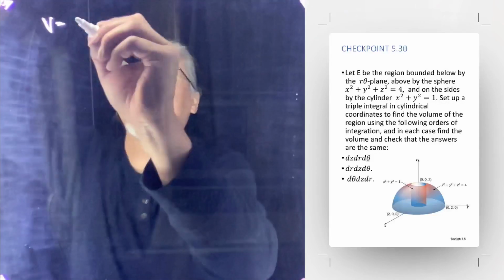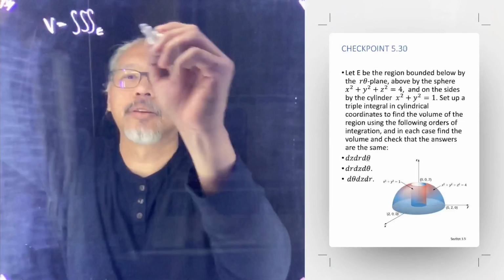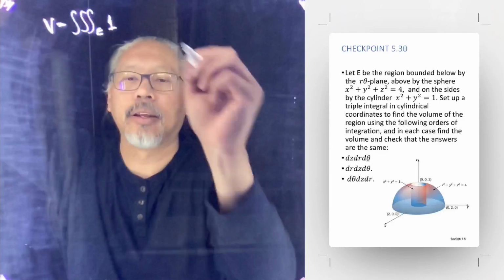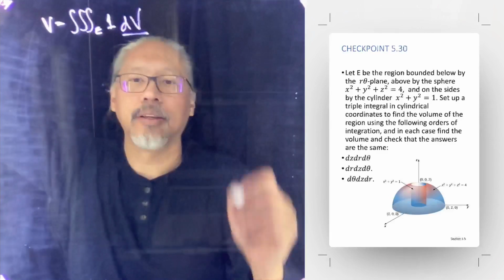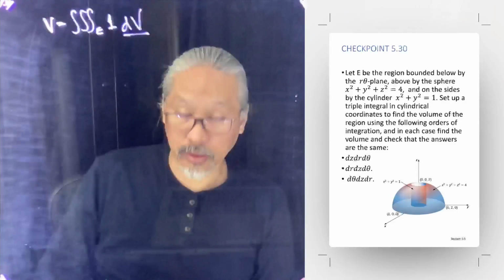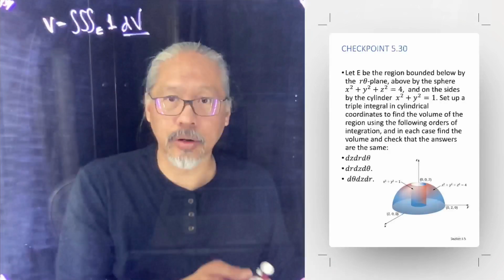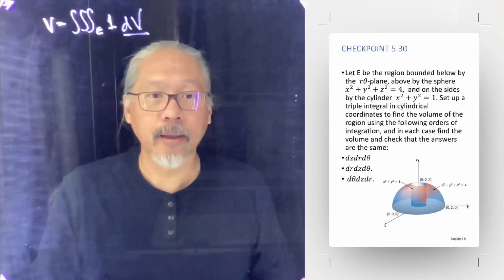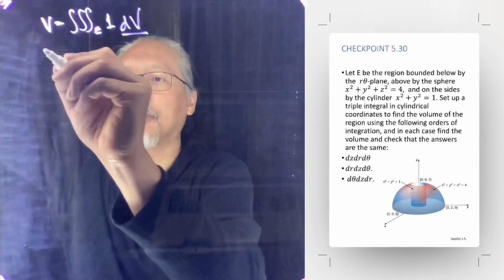Okay, let's first remember that our volume is the triple integral over whatever E is, and then we put 1 in the integrand dV. And remember that dV will eventually turn into r times the differentials in whatever order we need it to be. Okay, let's do a quick sketch of the region.